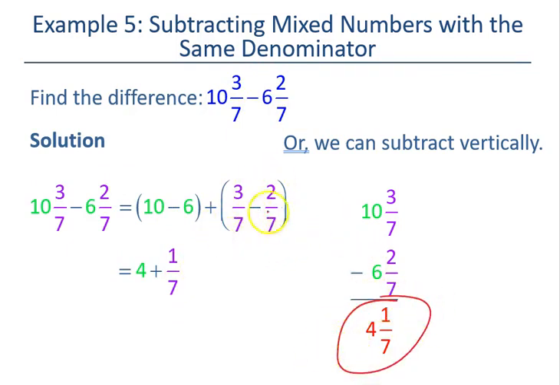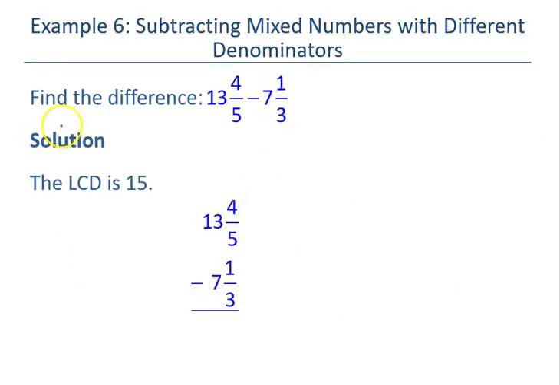If I didn't have an LCD here, I would have to find my LCD. Okay, same process as before. So let's come in here, let's do an example. Find the difference. Okay, they give us this here. We do not have common denominators. So I'm going to come in here and start grouping. Okay, well, what's 13 minus 7? Grouping, and then I'm going to put the minus sign here, big grouping symbol, and I've got 4/5, minus 1/3.